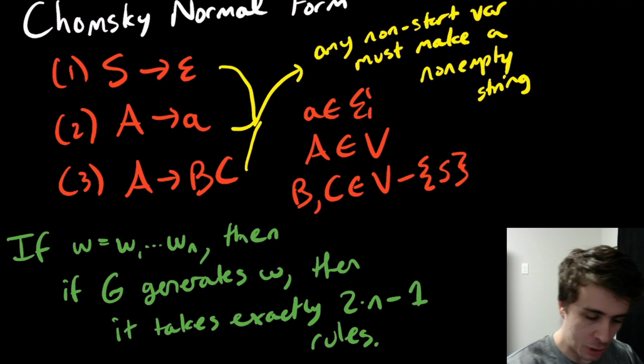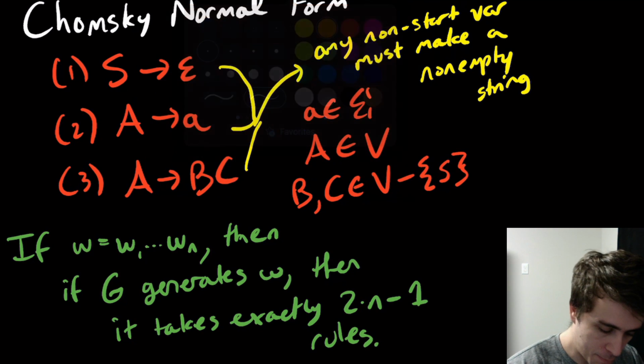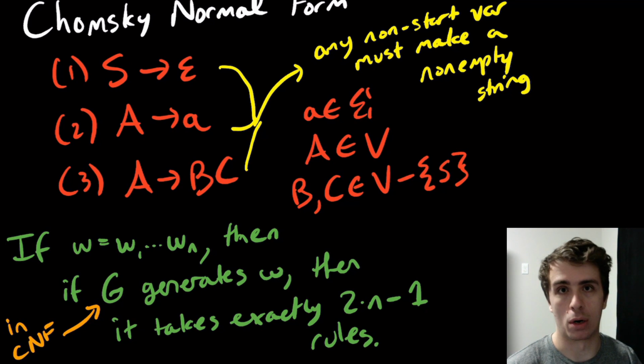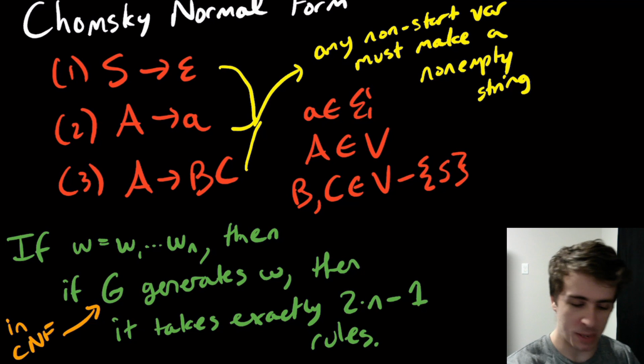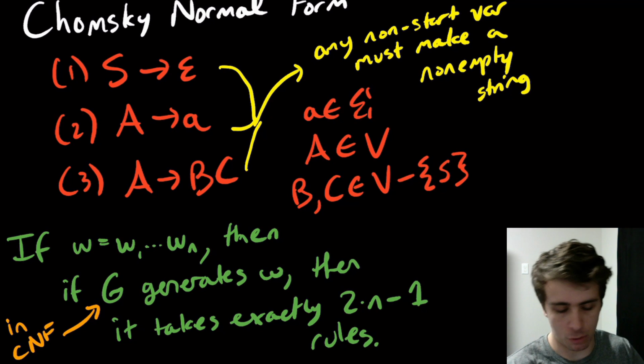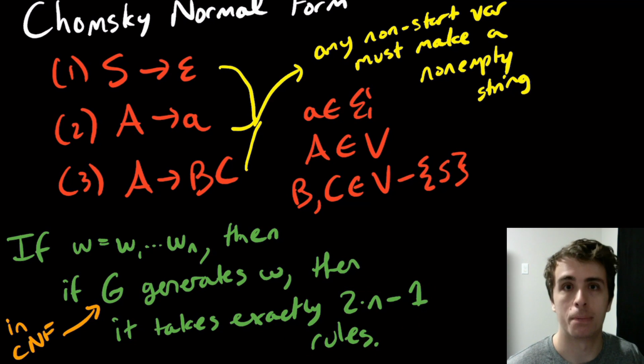And I should make a clarification that G has to be in Chomsky normal form for this to actually work. If it's not in Chomsky normal form, then I can't actually prove this, but it must be in Chomsky normal form. But we can always convert any grammar into Chomsky normal form, so it's not actually a big deal here.